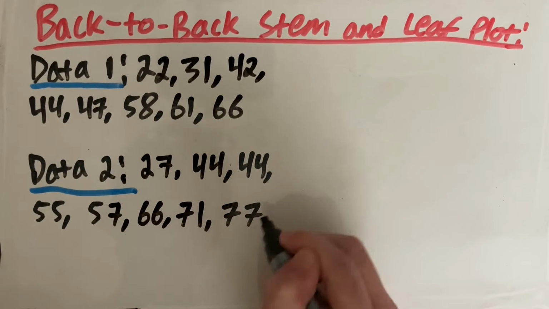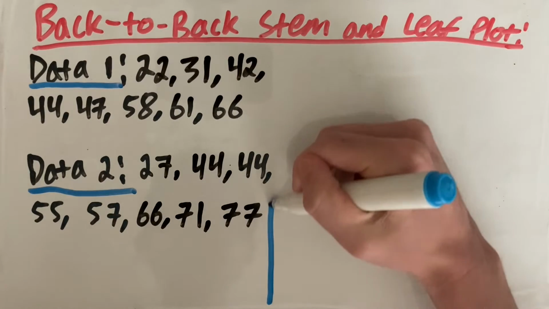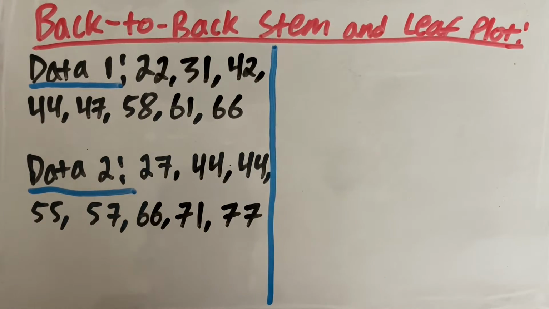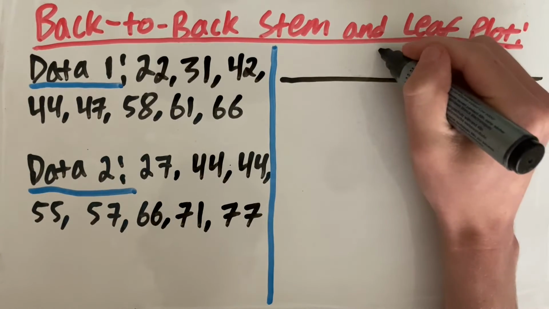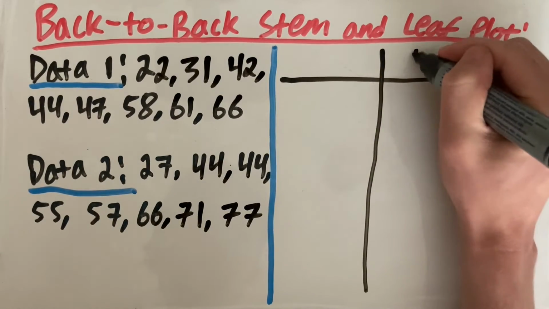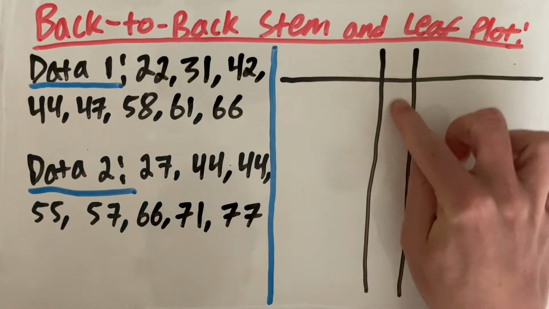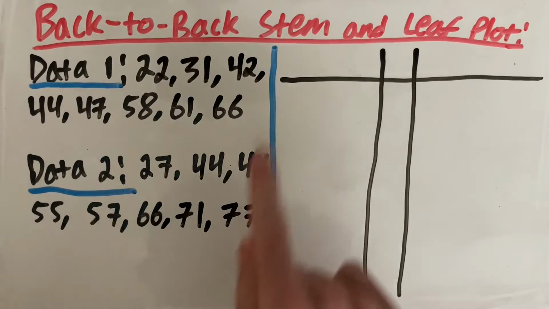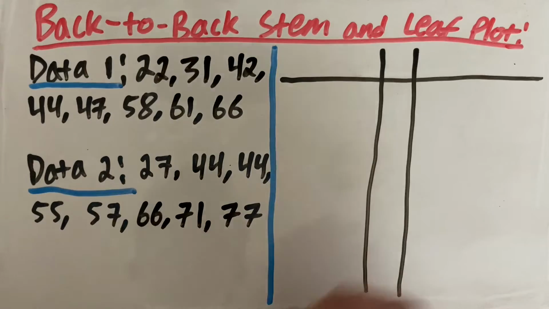I have all of our data here, so now we can start working on our back-to-back stem and leaf plot. So I'll just draw a line here to make where our stem and leaf plot is clear. To do this, you're going to want to put one line at the top, and then a line straight down, and a second line straight down, and that's going to form your two sides with your stem in the middle like so, and your leaves on either side. So we're going to have data set 1 on this side and data set 2 on this side.